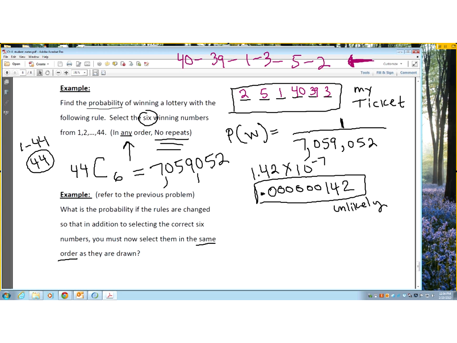So that was the scenario for the first example. It doesn't matter what order I select my numbers. If I have those winning numbers, then I'm a winner. But for the second scenario, that's not the case. Even if you have the winning numbers, you're only a winner if you selected them in the same way that they were drawn.